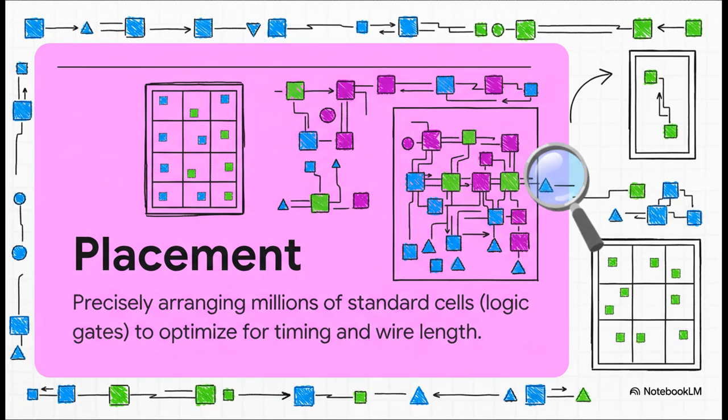This is where an automated tool takes those millions of tiny logic gates from our netlist and precisely places them inside the floor plan. The whole goal here is to arrange them in a way that minimizes the distance signals have to travel. It's all about speed and performance.